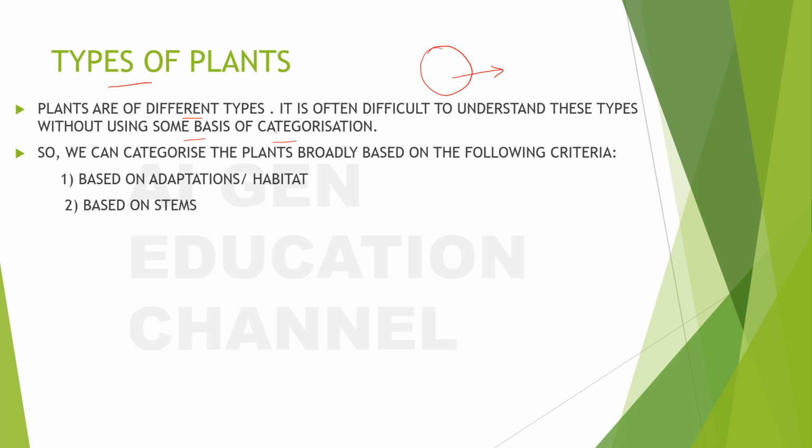Okay, so that factor would be adaptations or habitat, and it is based on stems. So you can differentiate the plants based on the adaptations or habitat. Now it's important that you understand these terms first. Okay, so what is habitat?